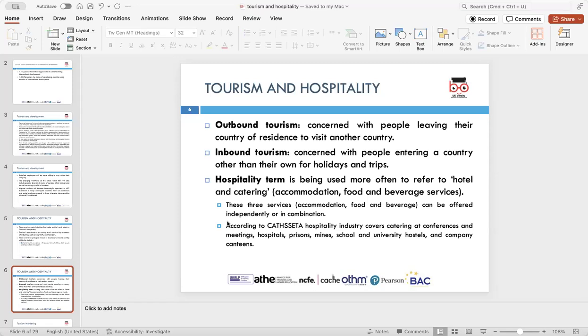In South Africa, if you say CATHSSETA, it includes catering within various settings like schools, hospitals, and corporate canteens, highlighting the diverse services within the hospitality industry.